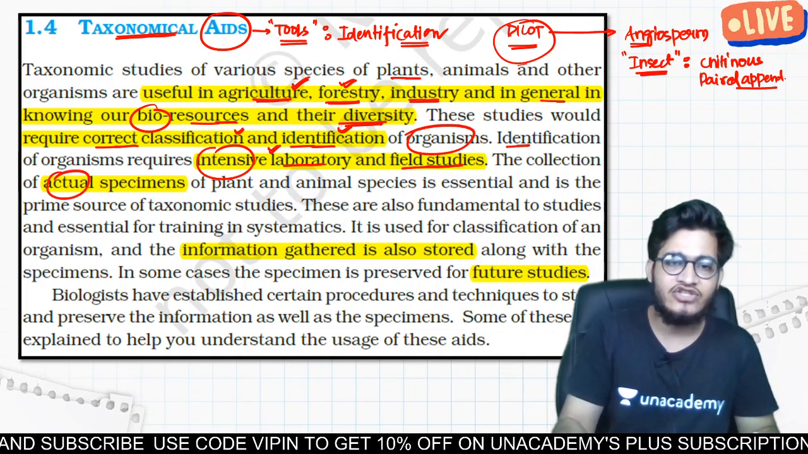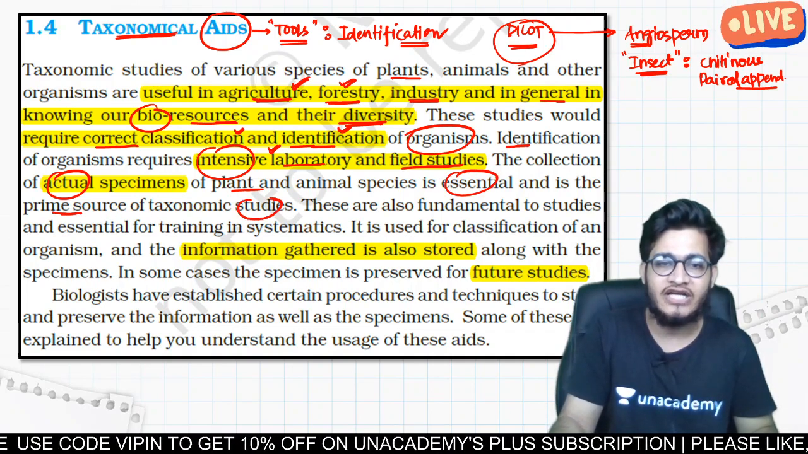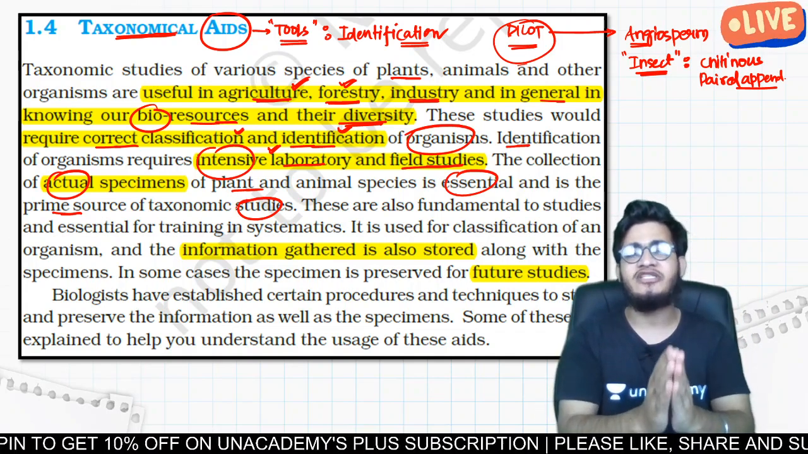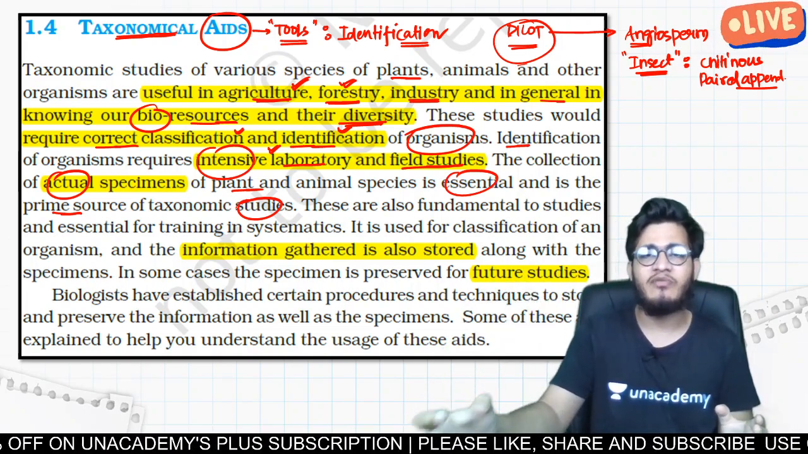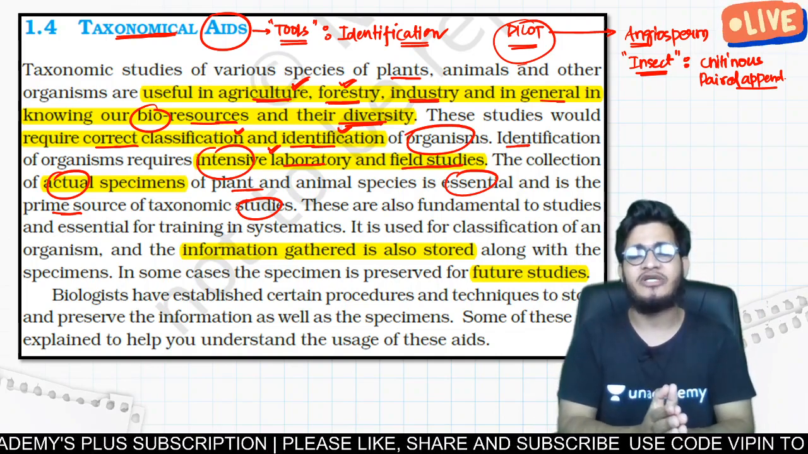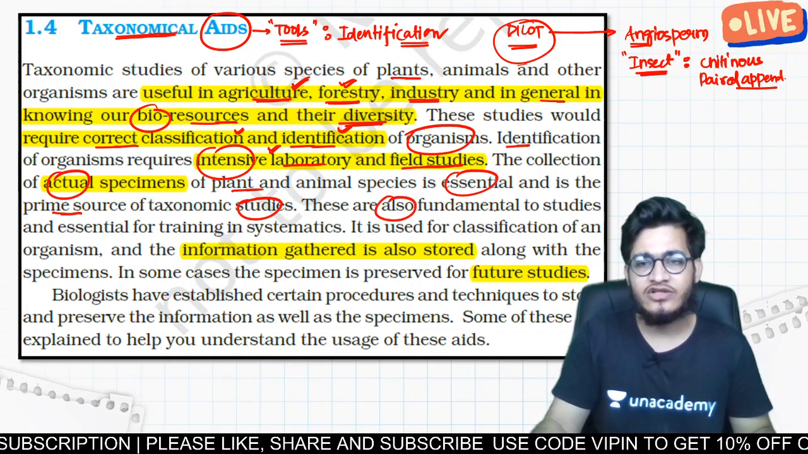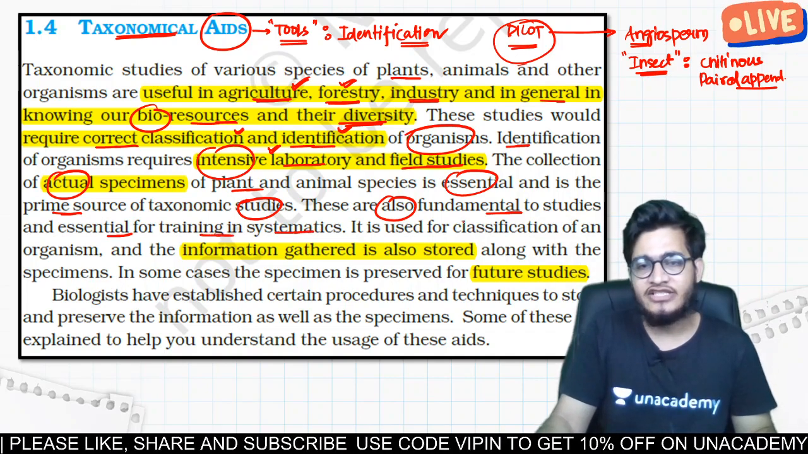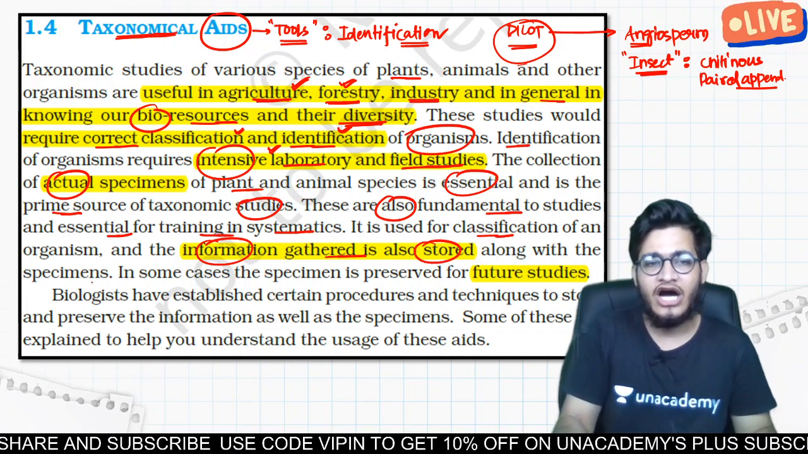So the collection of actual specimens of plant and animal species is essential and is the prime source of taxonomical study. It means that if you want to do taxonomical analysis, then real specimens are very essential. You need to go to a particular place and take the correct, original, authentic specimen of a particular plant or any organism. These are also fundamental to studies and essential for training in systematics. It is used for classification of an organism and the information gathered is also stored along with the specimen.